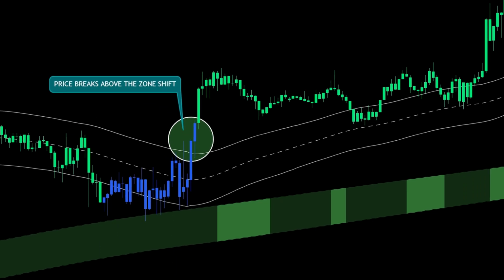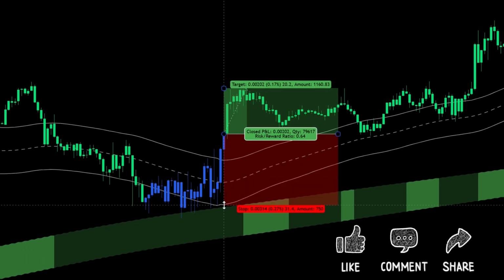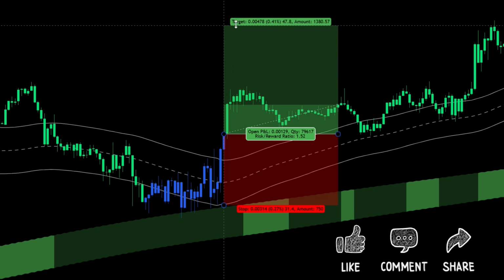Alright, let's be super clear on this, because it's the most important part. This is just a framework for analysis, not a signal service.